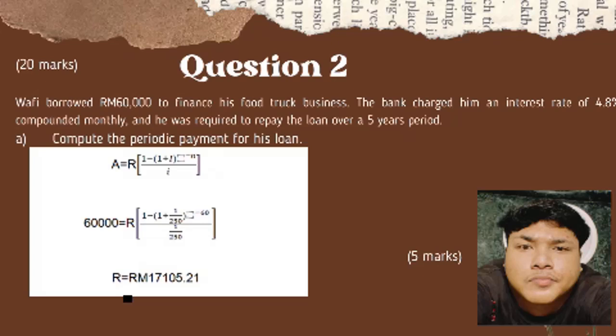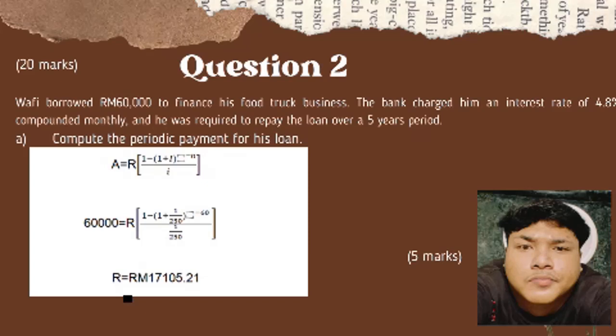Question 2. Wafi borrowed 60,000 to finance his food truck business. The bank charged him an interest rate of 4.8% compounded monthly, and he was required to repay the loan over a 5 years period. Question 2A. Compute the periodic payment for his loan. A equal to 60,000, i equals to 1 over 250, and n equals to 60.